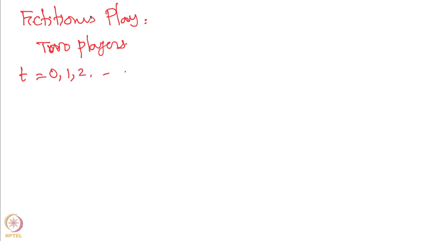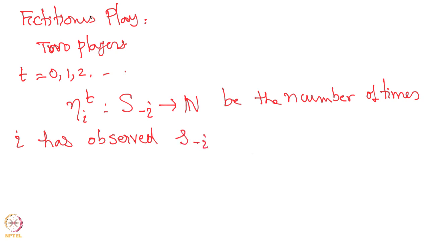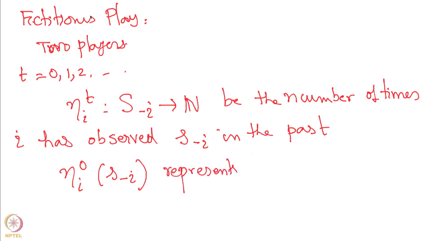Define eta I t, a function from S minus I to the natural numbers, to be the number of times I has observed S minus I in the past. So eta I t tells you the number of times I has observed S minus I in the past. Let eta I 0 of S minus I represent the starting point.